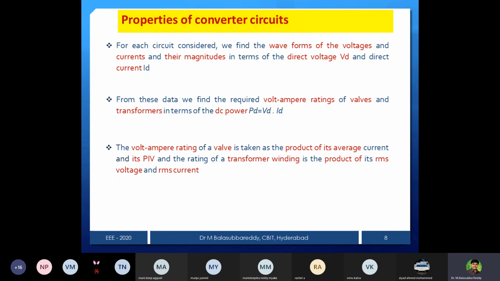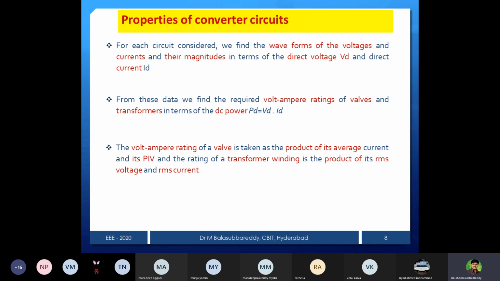The volt ampere rating of a valve is taken as the product of average current and peak inverse voltage of that particular device. That decides the volt ampere rating of the device. Similarly, in the transformer winding case, it is the product of RMS voltage and RMS current.